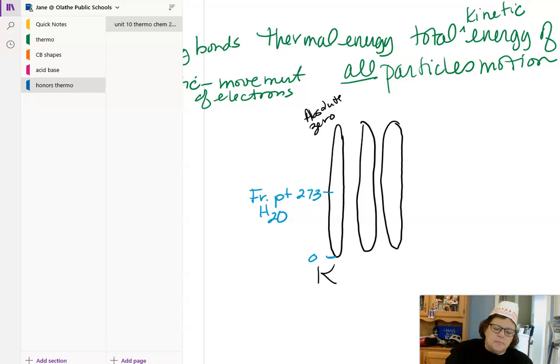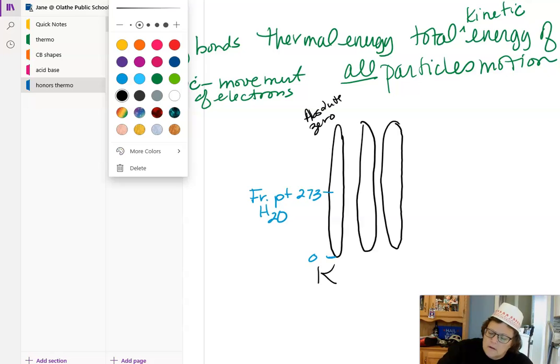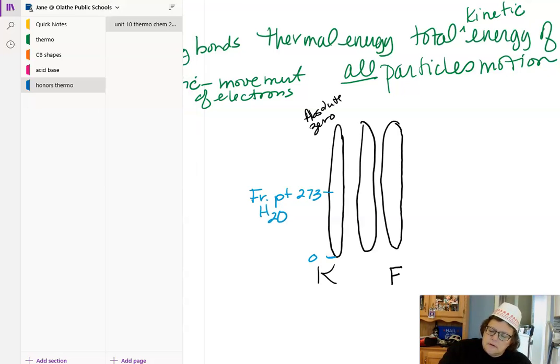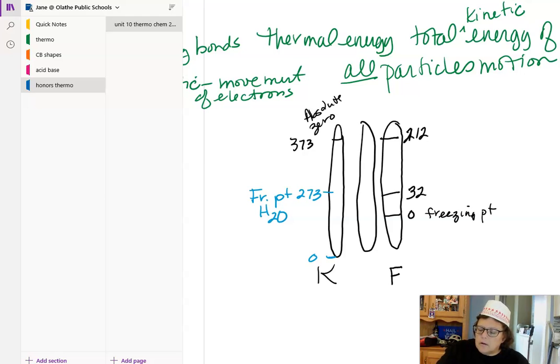Now, you all are familiar, of course, with Fahrenheit. Fahrenheit, we know that the freezing point of water is 32 degrees. The boiling point of water is 212. Boiling point in Kelvin is 373. And 0 on the Fahrenheit scale is the freezing point of brine, which is basically salt water. Okay?